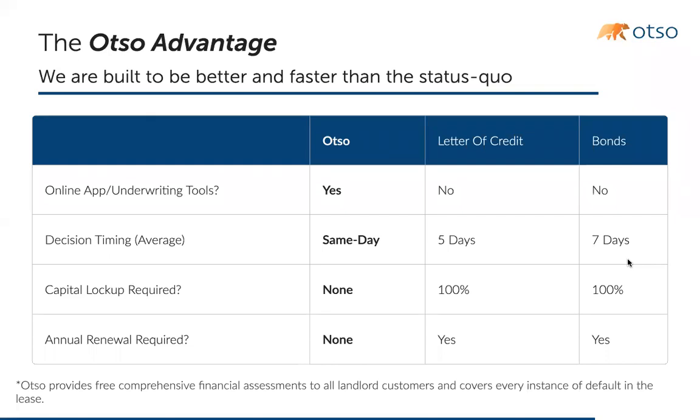Two, we're not dependent upon banks. We write things off our own balance sheets and our own insurance partners, and we're able to push things out using civil contracts. So we're flexible, we're fast, we're efficient. There really is almost no comparison to what Otso does.